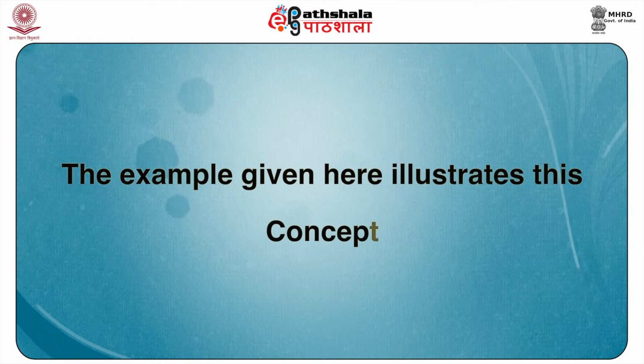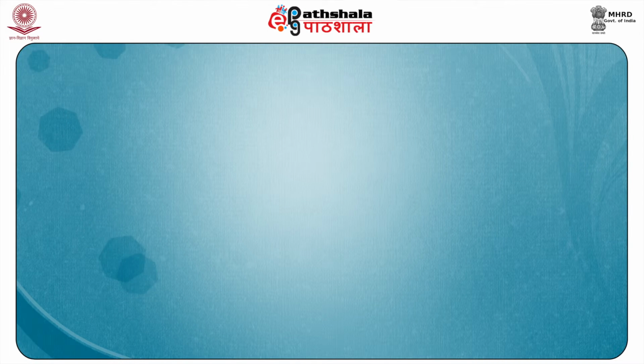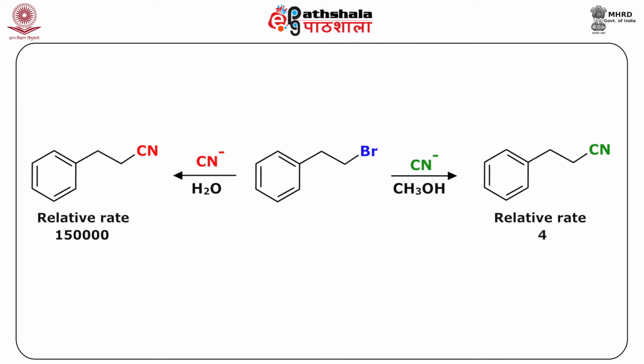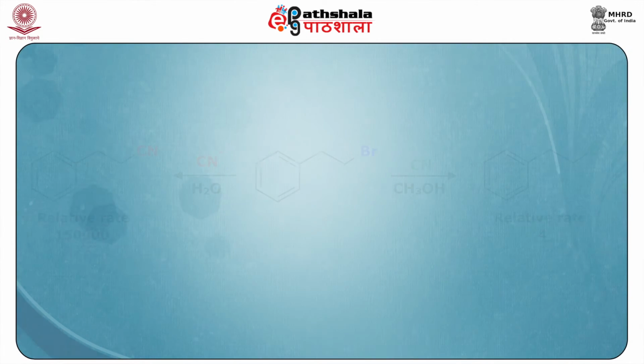The example given here illustrates this particular concept. As you can see here, this particular reaction is carried out both in methanol and in water, and the relative rates are 4 and 150,000 respectively in methanol and water. So, you can appreciate how the solvent is affecting the rate and the speed of SN1 reactions.